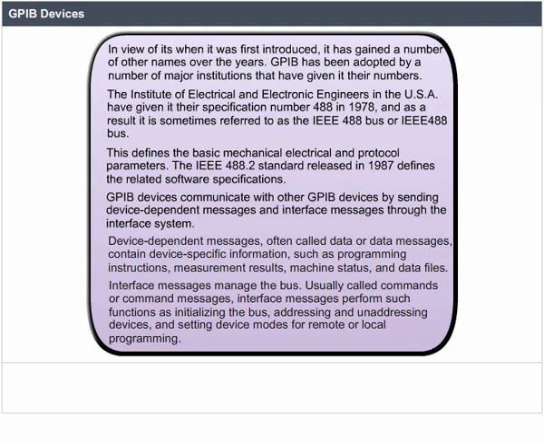GPIB devices communicate with other GPIB devices by sending device-dependent messages and interface messages through the interface system. Device-dependent messages, often called data or data messages, contain device-specific information such as programming instructions, measurement results, machine status, and data files. Interface messages manage the bus. Usually called commands or command messages, interface messages perform such functions as initializing the bus, addressing and unaddressing devices, and setting device modes for remote or local programming.